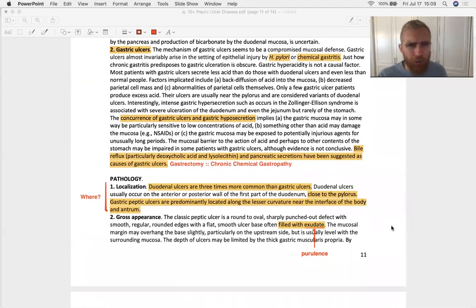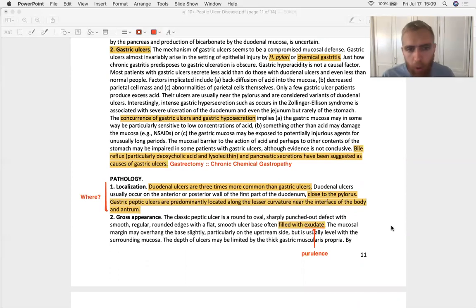So gastric ulcers are different from duodenal ulcers. The mechanism of gastric ulcers seems to be compromised mucosal defense due to Helicobacter or NSAIDs, or again, chronic alcohol use, ischemic death of the lining of the stomach. And then at the bottom, bile reflux and pancreatic secretions have been suggested as causes of gastric ulcers.